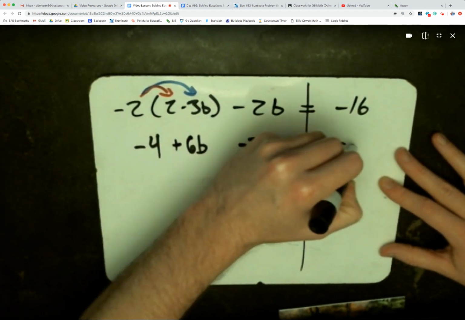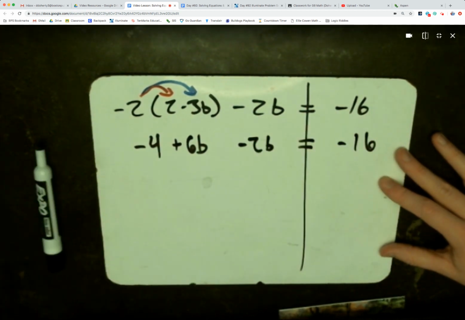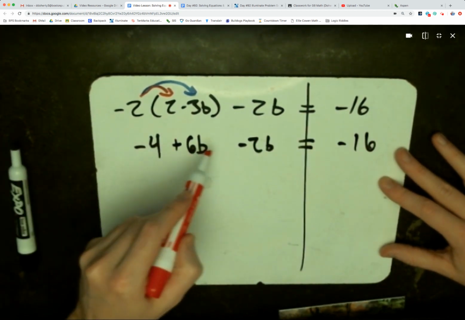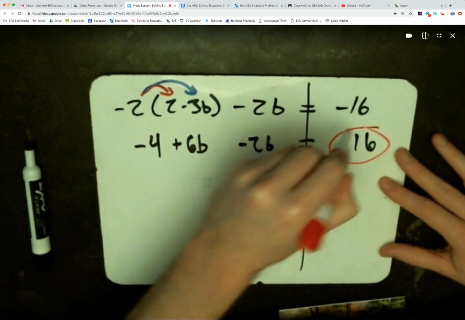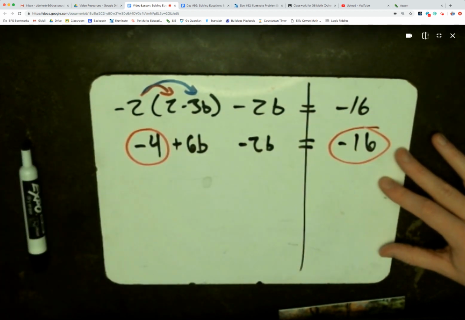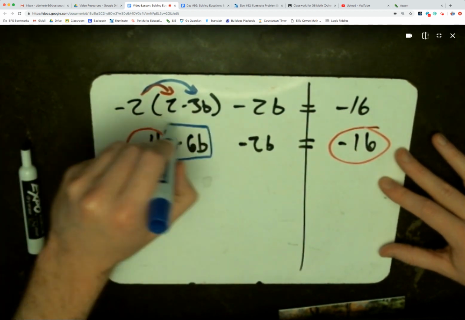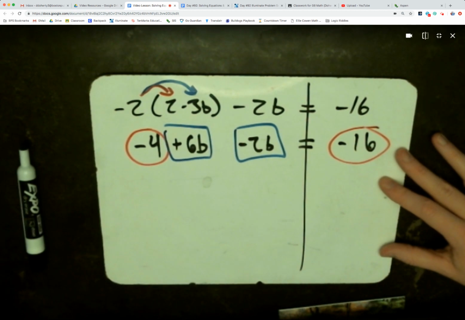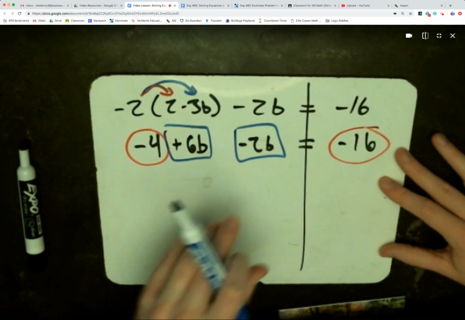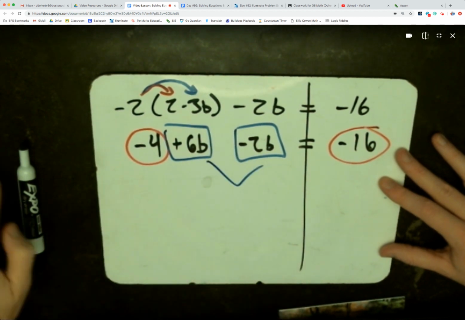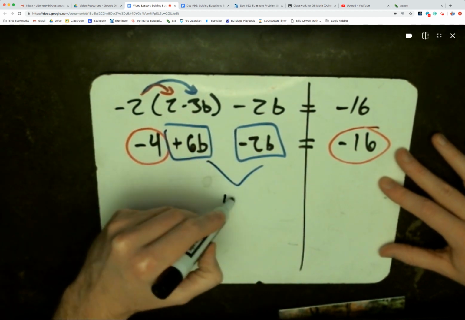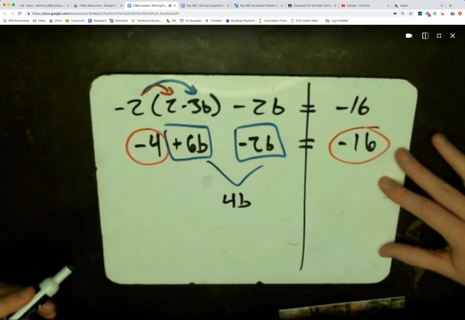-2b equals -16. Now we have 1, 2, 3, 4 terms. 2 of those, circled in red, are constants. 2 of those, boxed in blue, are variable terms. The river here helps me recognize my 2 variable terms have already been gathered, already on the same side of the equation. 6b minus 2b should be simplified or combined to make a +4b.